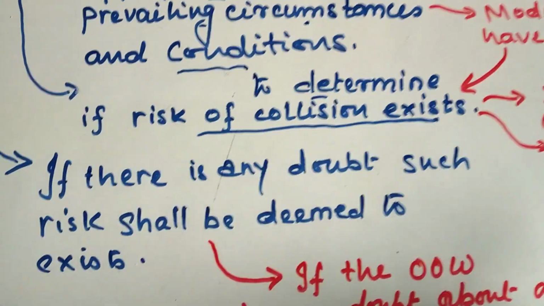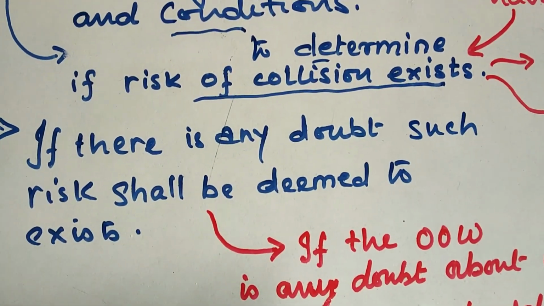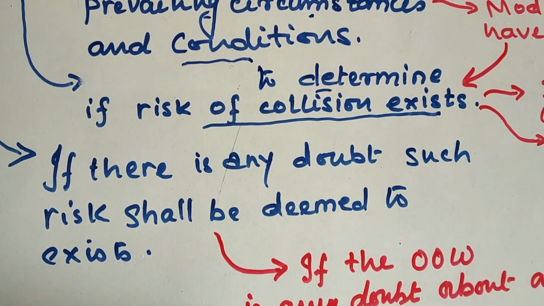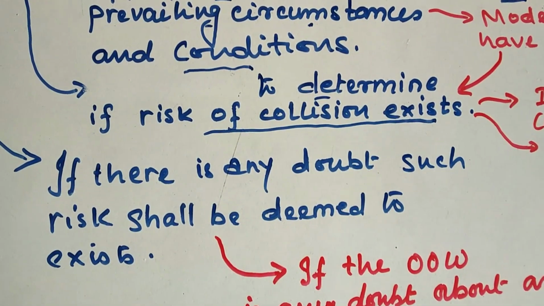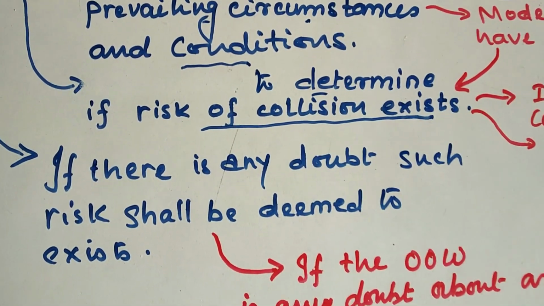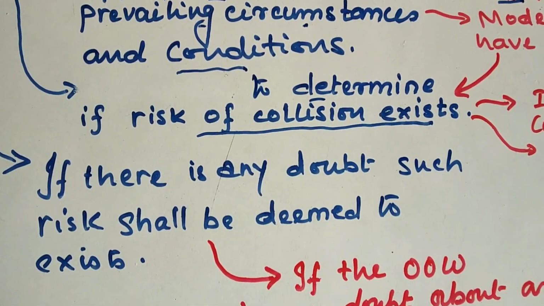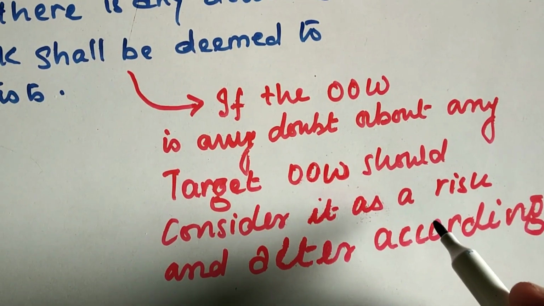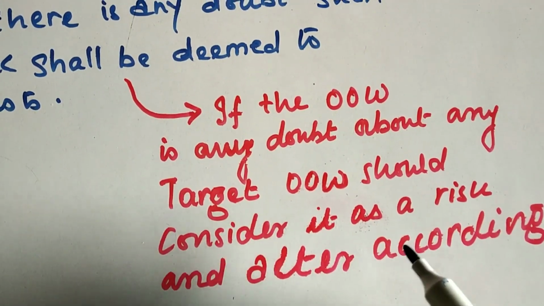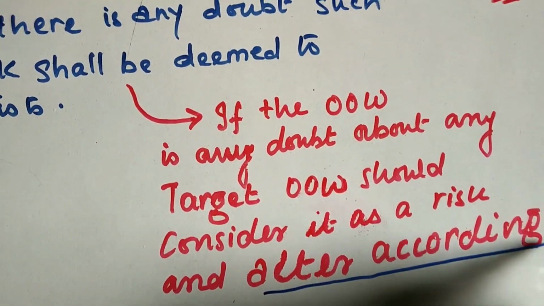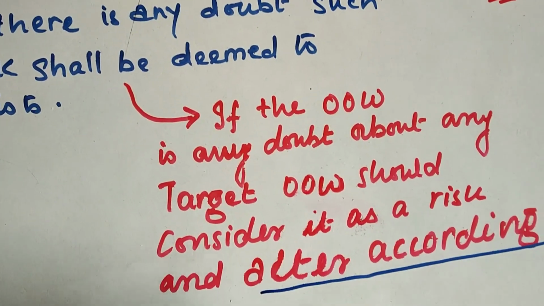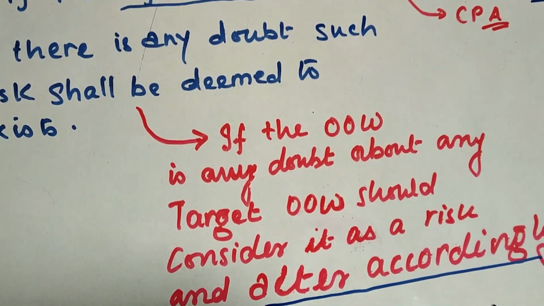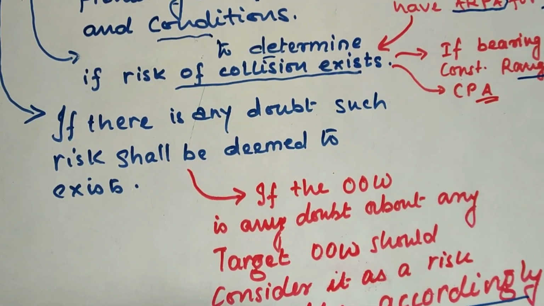After using all these available means, if the OOW is in doubt or unable to determine the risk of collision, then he should not remain in doubt. He should consider it as a risk and act accordingly, or alter the course taking the target as a risk. So never be in doubt when you are taking action.